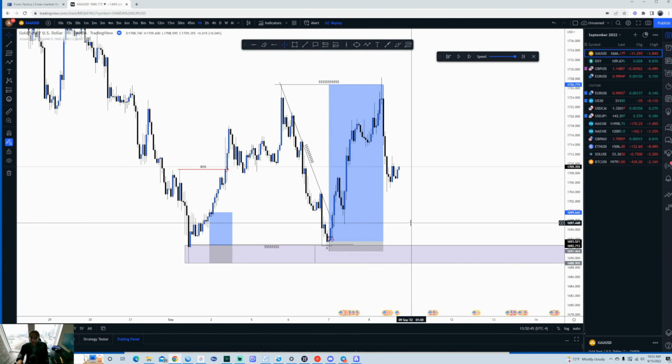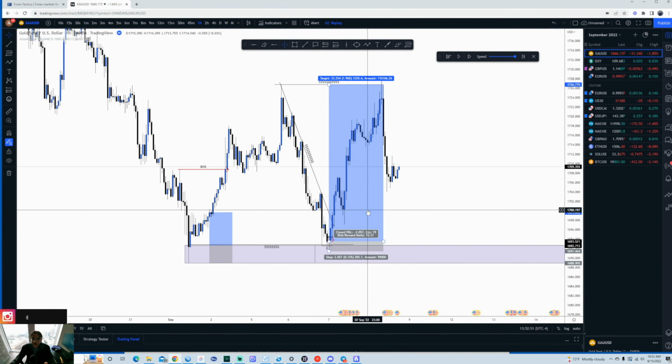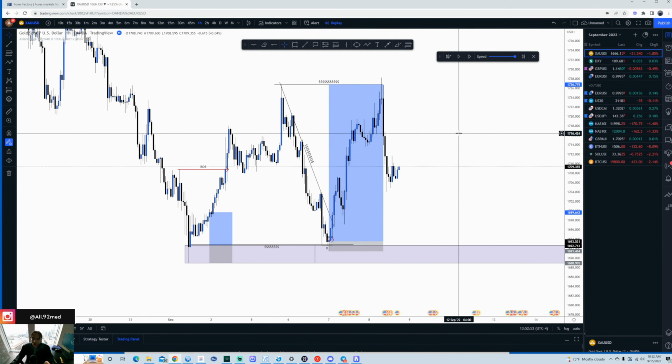Just by being patient, refining your order blocks, and identifying the liquidity in the market, you're able to catch a sick 1-to-16 risk to reward ratio on gold.